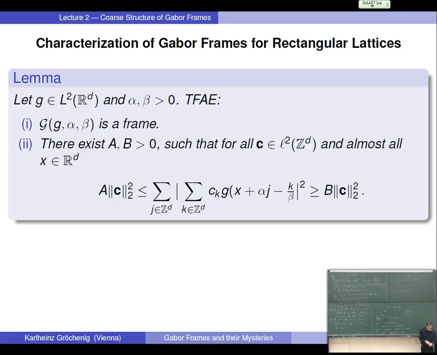Why do you say alpha beta equal 1 is a Balian-Low theorem? The Balian-Low theorem says that if you have a frame, equivalently a Riesz sequence, at alpha beta equal 1, then the window cannot be in M1, or the window has infinite uncertainty.